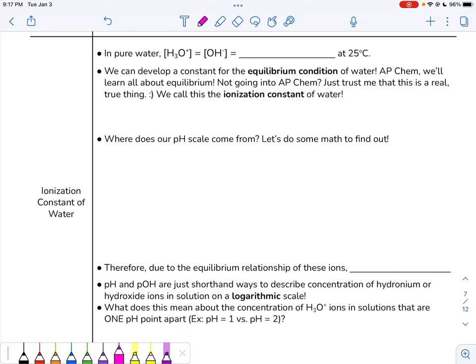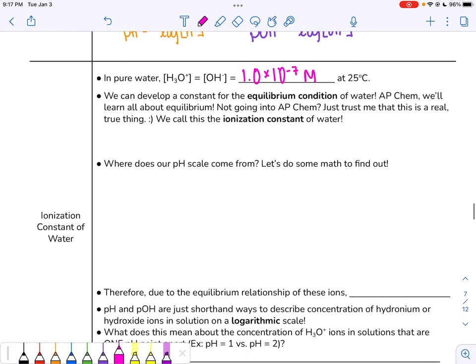So it turns out that in pure water, the concentration of hydronium ions is equal to the concentration of hydroxide ions at 25 degrees Celsius. And we actually have a value for what those concentrations are. In pure water, both of these concentrations are equal to 1.0 times 10 to the negative 7th molar. This can actually just be quickly written as 10 to the negative 7th. It pretty much means the exact same thing. So concentration is 10 to the negative 7th molar.